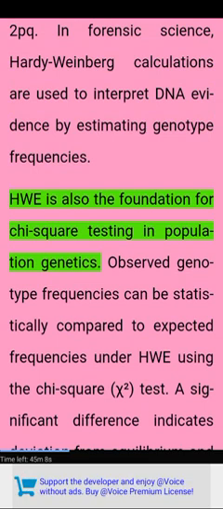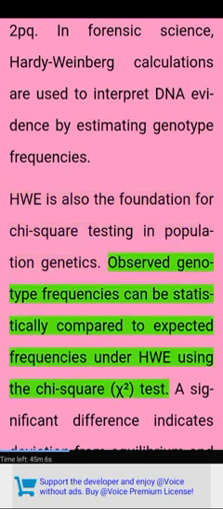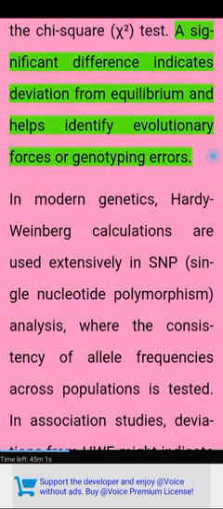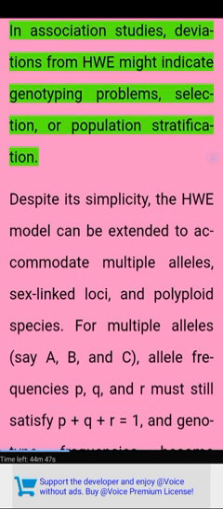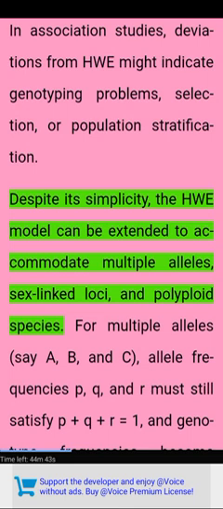HWE is also the foundation for chi-square testing in population genetics. Observed genotype frequencies can be statistically compared to expected frequencies under HWE using the chi-squared test. A significant difference indicates deviation from equilibrium and helps identify evolutionary forces or genotyping errors. In modern genetics, Hardy-Weinberg calculations are used extensively in SNP, single nucleotide polymorphism, analysis, where the consistency of allele frequencies across populations is tested. In association studies, deviations from HWE might indicate genotyping problems, selection, or population stratification. Despite its simplicity, the HWE model can be extended to accommodate multiple alleles, sex-linked loci, and polyploid species.